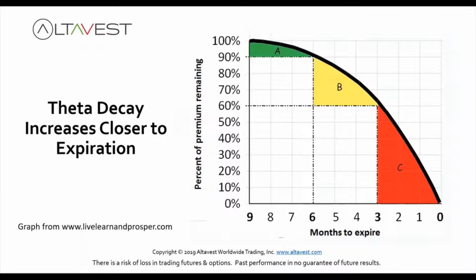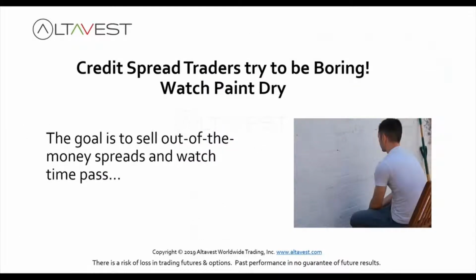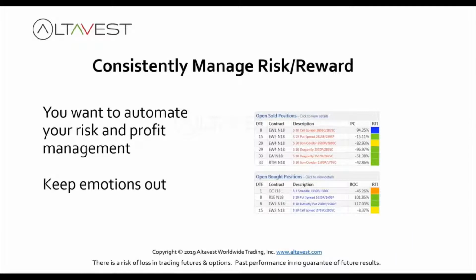So the whole point of trading credit spreads and being a seller and collecting premium is we want to be boring. We want to be one of these people who just sit around and twiddle our thumbs, and we're not looking for excitement. The goal is to sell out of the money spreads and watch time pass. So that's what we're trying to accomplish when we're trading and selling and collecting premium on these credit spreads. We want to be boring. But that doesn't mean there won't be some periods of, I guess you could say, some excitement. And when that happens, you need to be able to consistently manage your risk and reward, and perhaps even automate that whole process. And to do so, you'd want to keep your emotions in check and on the sidelines.